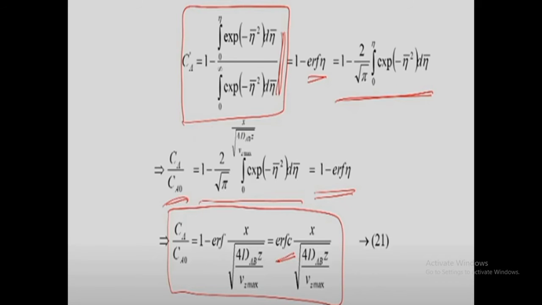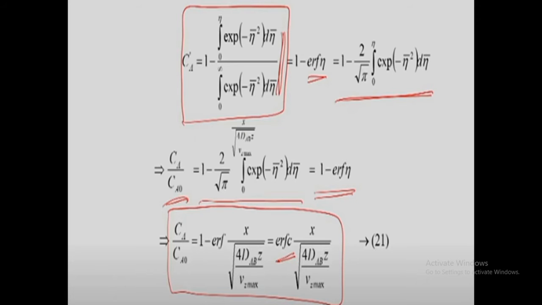Finally we get CA dash, which you already know is a dimensionless number. We have introduced CA dash. CA dash is equal to CA by CA naught. You refer to the previous slide. CA dash is equal to CA by CA naught. So here substitute CA by CA naught instead of CA dash, which is equal to 1 minus 2 by root pi integration of 0 to eta, where eta is a dimensionless number, x by root of 4 into DAB z by Vz max.